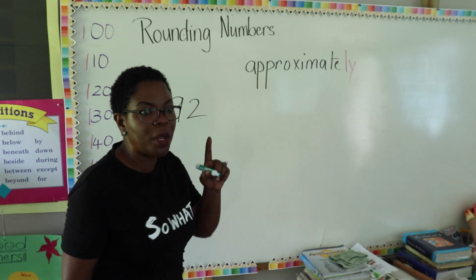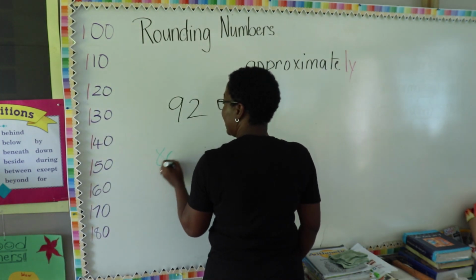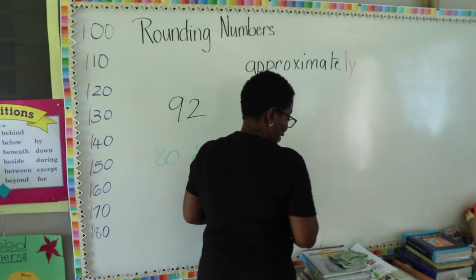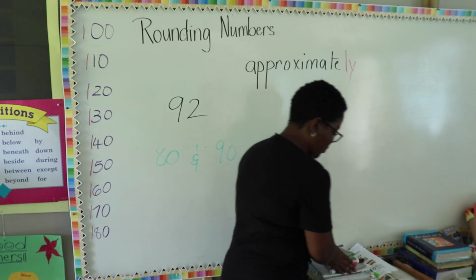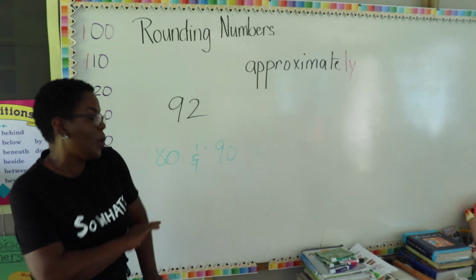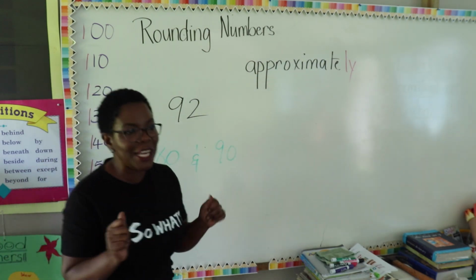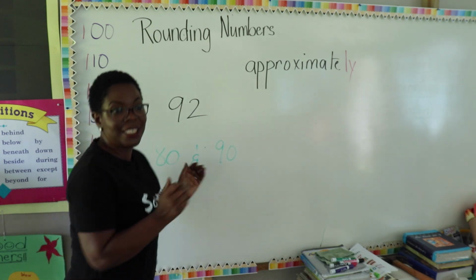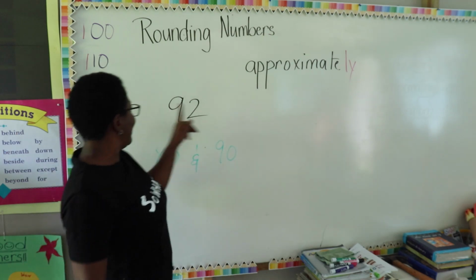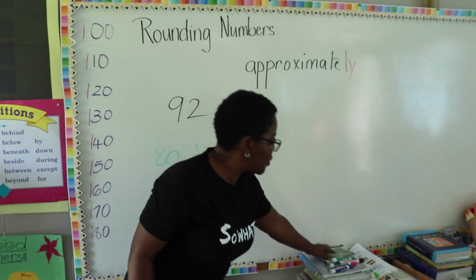It would fall between 90 and 80. I asked for one of the numbers, and he gave me two. But you know what? Let's work with his two. He says 80 and 90. So let's go. We're counting to find 92. 80, 81, 82, 83, 84, 85, 86, 87, 88, 89, 90. Did we hear 92? No. Was he correct? No. So we'll have to try again.